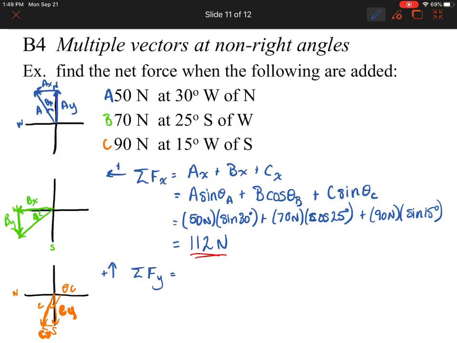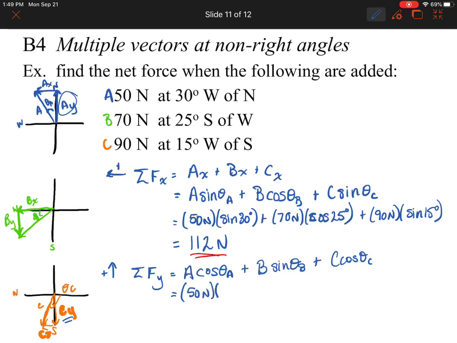So the forces in the Y direction, I'm gonna skip this first step and just go right to writing down what they are. So A in the Y direction would be A times cosine of theta A. So another little tip here, if you use sine for the X direction, you're gonna have to use cosine for the Y direction. Okay, but we also can see that Y is in the adjacent spot, so of course we need to multiply it by cosine. B, that is in the opposite direction, so we're gonna multiply that by sine of theta. And C, the Y direction is adjacent again, so we're gonna multiply that by cosine of that angle, okay?